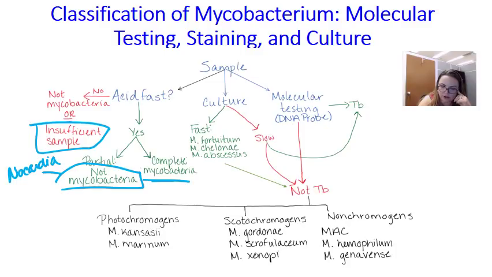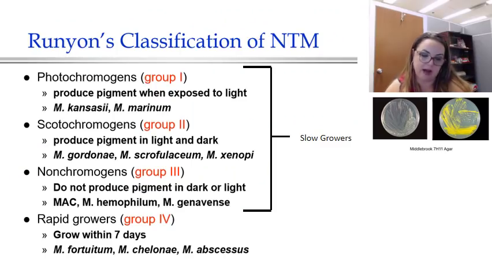If you went culture, you could look at how fast it grows. Does it grow quickly? Then it's one of these, M. fortuitum, chelonae, or abscessus. If it grows slowly, it's either not TB or it's TB. If it's not TB, then we go into what color does it make? Is it a photochromogen, a scotochromogen, or a non-chromogen? And this is kind of the scaffold that we use to explain the MOTTs. So let's talk about them based on the color that they get.